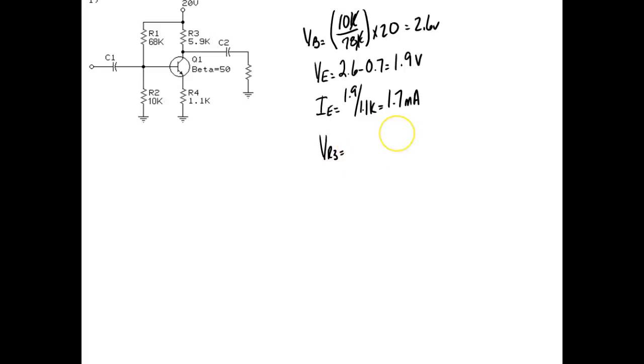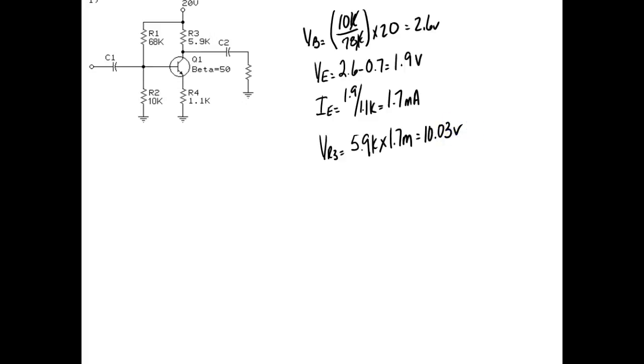VR3 is going to be, because we're going to assume that IE and IC are equal, right? Even though we know they're not, they're 99% the same, right? So we're going to use IE for IC because they're so close to each other. So I'm going to calculate VR3 is going to be equal to 5.9K times 1.7 milli. So what we got? What's that? 10 point. Okay, 10.10.